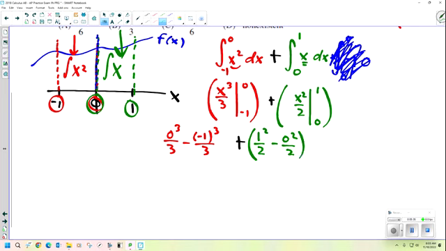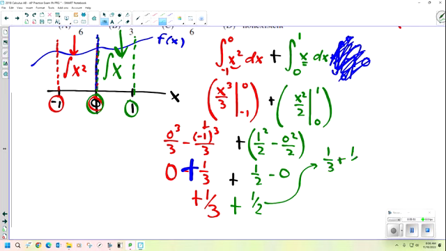All right, well, here we go, kids. 0 minus, this is going to still be -1 over 3. That's like a positive third. When I subtract a negative, it's like a plus. I'm going to add, well, this is 1/2 minus 0. So I'm adding 1/2.